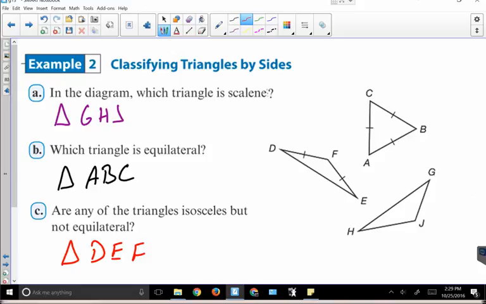Well, see, that's part of the thing: these triangles can be classified under more than one heading. So if it's isosceles, it doesn't mean it's equilateral, but if it's equilateral, it also means that it's isosceles. So it's something we need to keep in mind.